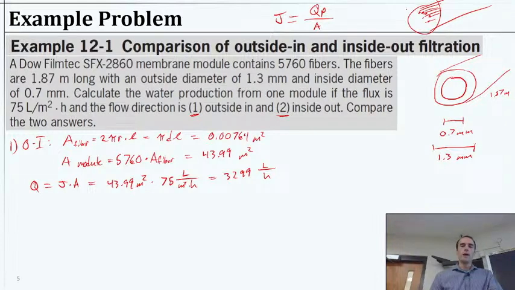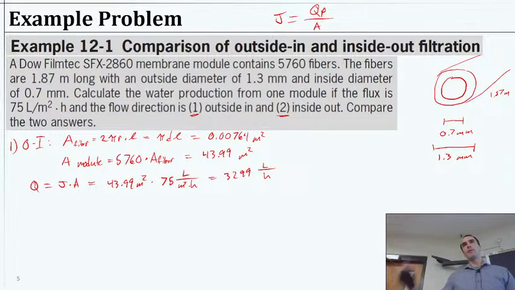So I just drew one fiber here and just remembered to say, all right, well, we have almost 6,000 of them in one module, so we have to account for that. So we solve for the area for the one fiber, and first we do it with the outside diameter as a separation layer, because we're operating outside to in. That means the outer surface area is what's important. And so we took the 1.3 millimeters, that would be 0.0013 meters.